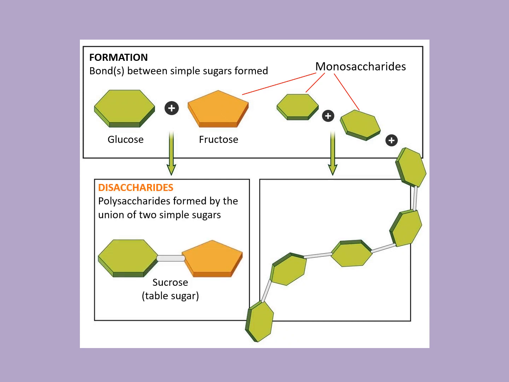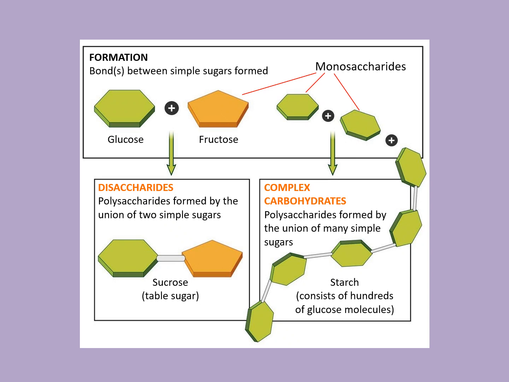The bonds between simple sugars are formed from, for example, glucose and fructose, which are monosaccharides. The disaccharides are formed by the union of 2 simple sugars. So sucrose, table sugar, is glucose and fructose bonded together. And then your complex carb, a polysaccharide, is formed by the union of many simple sugars, like starch, which consists of hundreds of glucose molecules.